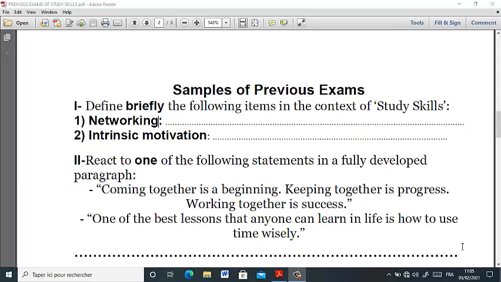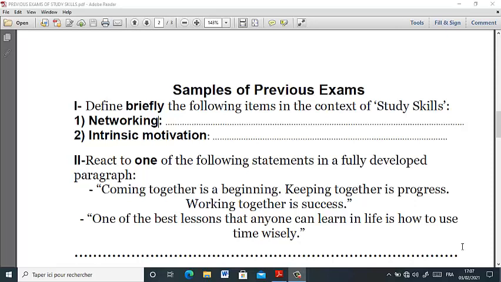So we move to the second question. Alright? React to one of the following statements in a fully developed paragraph. The first statement says, coming together is a beginning, keeping together is progress, working together is success. Okay? The second statement says, one of the best lessons that anyone can learn in life is how to use time wisely. Okay? So the first statement talks about teamwork or study group.